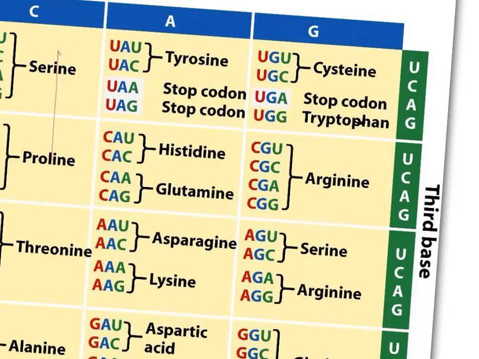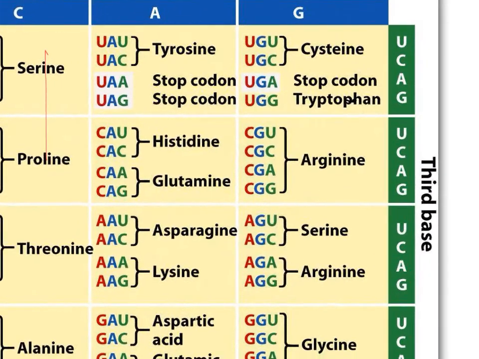So if we look at this, we've got this third base. Even though it's UCAG, all the different RNA peptides, you still get arginine, which means that it's 4 degrees degenerate. No matter what's going to happen, you're going to end up with the same amino acid.